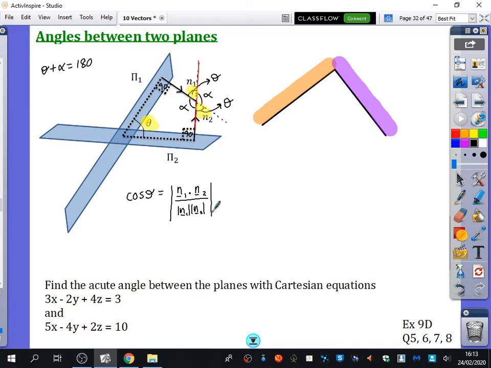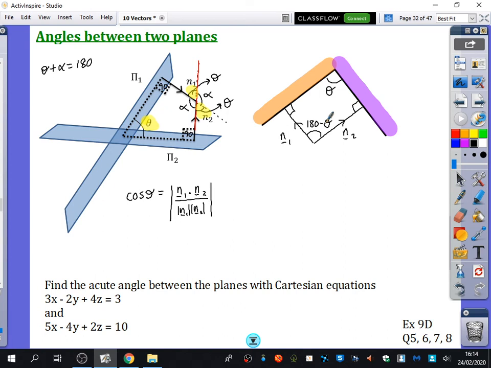So another way we could have thought about that is if this is n1 and this is n2, we know that that's 90 and that that's 90. This is the one that we want to find out, which is theta. So this one over here must be 180 minus theta.